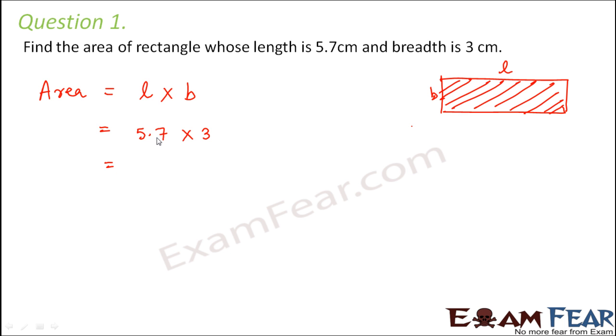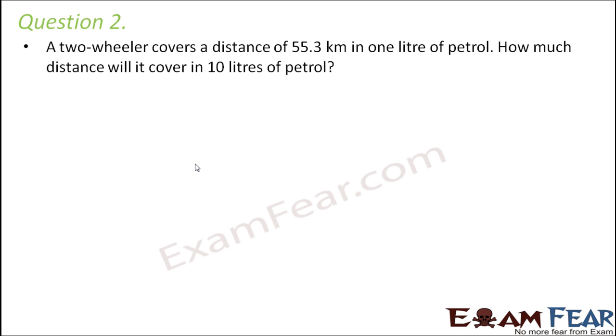So how will we multiply? Step 1. Forget the decimal sign, just multiply them. So that would give you 171. And then count the number of digits after the decimal point. So here you just have 1 digit, right? So therefore you will place the decimal point in such a way that the number of digits after the decimal point is 1. So the answer would be 17.1 centimeter square.